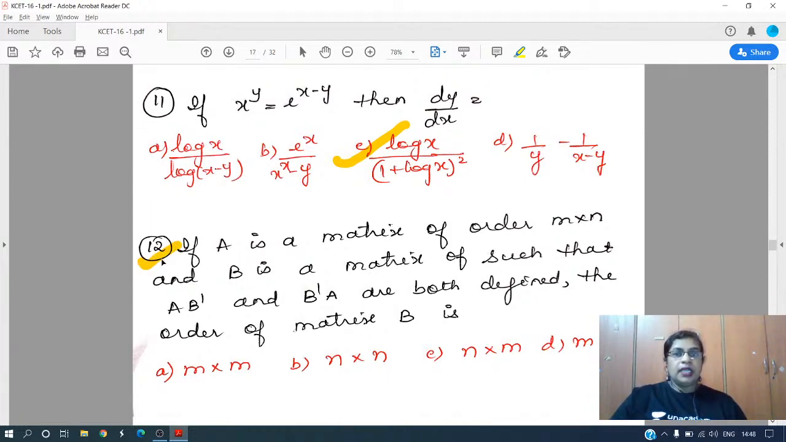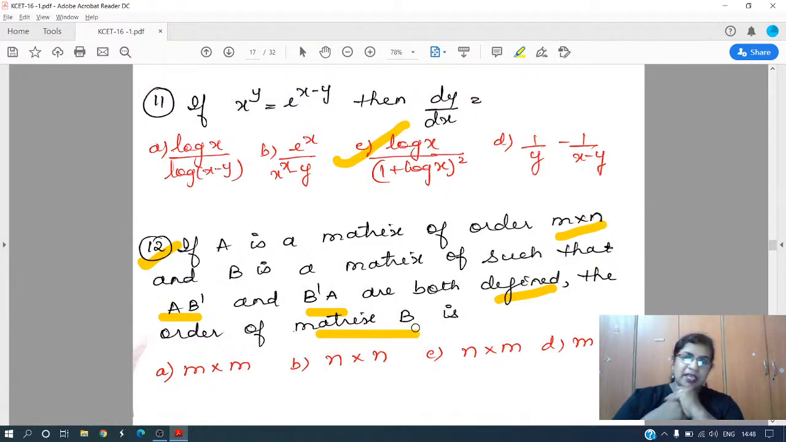So next question is, if A is a matrix of order m cross n, and B is a matrix such that AB dash and B dash A are both defined, what is given? A's order is given. What is the order given of A? m cross n. And what extra things are given here in the question is AB dash and B dash A are defined. Then what is the order of matrix B?